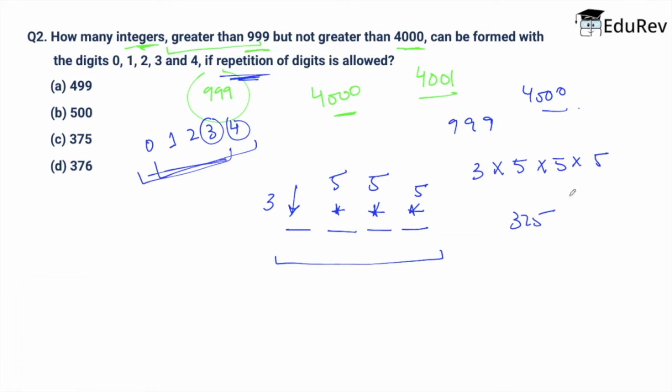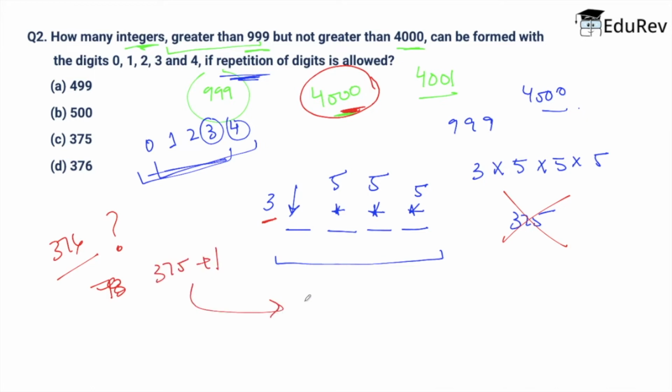But wait a minute, this is wrong. The correct answer is 376. But why? This is because when I said that in the first place 3 is going to come, we ignored the fact that we were also including 4000 in it, right? So that means that I've calculated all the numbers except for 4000. So I have to add 1 to 375 in order to get the final answer, that is 376.